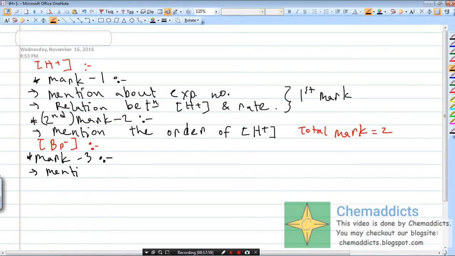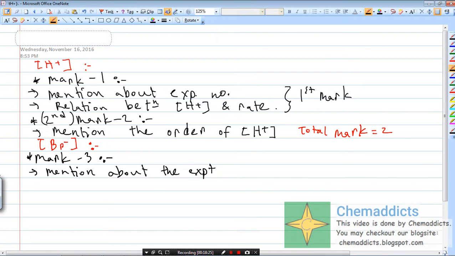Most of the students don't mention the experiment number that they are comparing. So for that, they always lose 1 mark. So it is wise to mention the experiment that you are comparing. That's it. Mention the experiment number. This is the simplest thing.